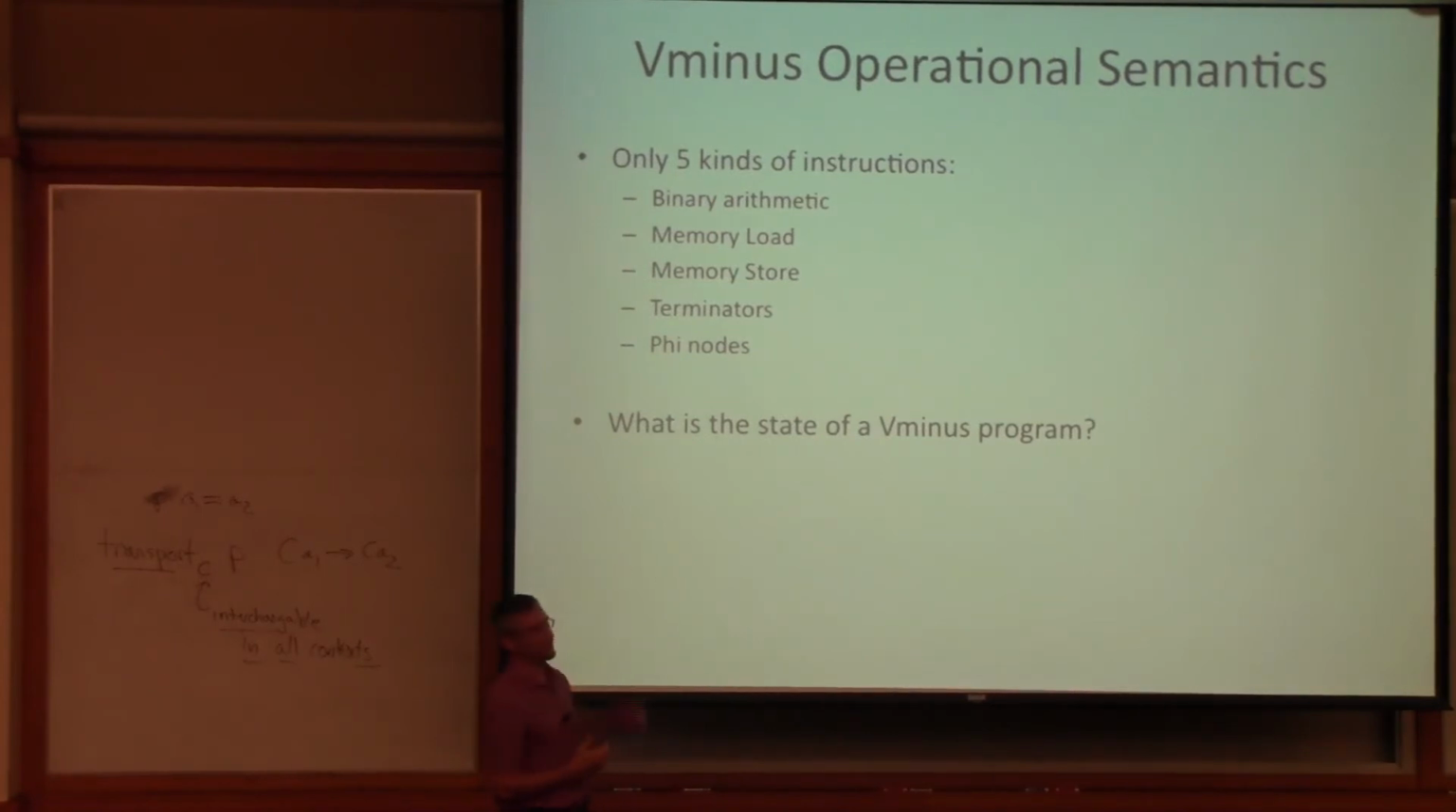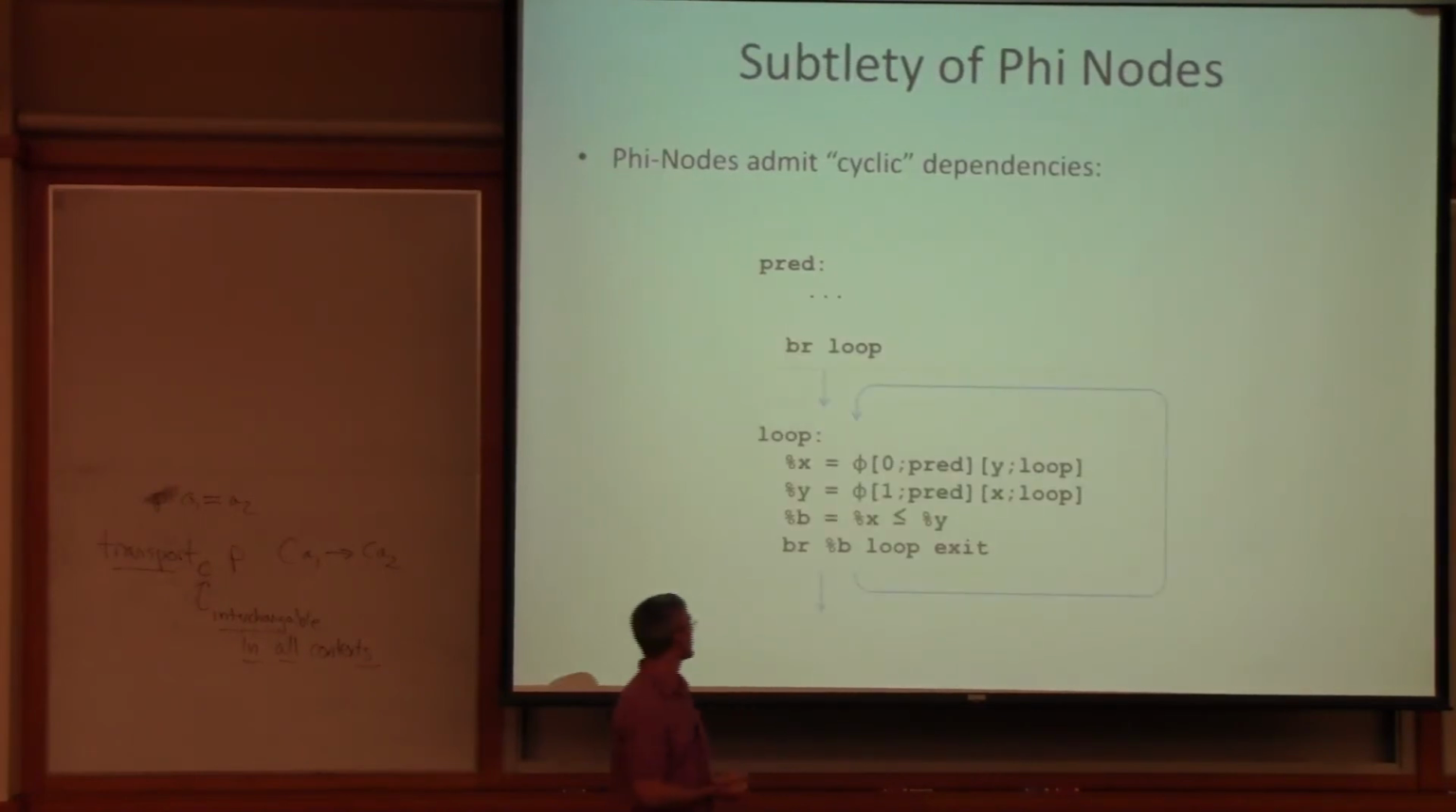What state is there? We at least need the program counter. Anything else? We need memory to model the loads and stores. The value of the registers. We need the value of the locals. And you might think that's all you need, but then as somebody pointed out in the back, there's this issue with atomicity of the phi instructions.